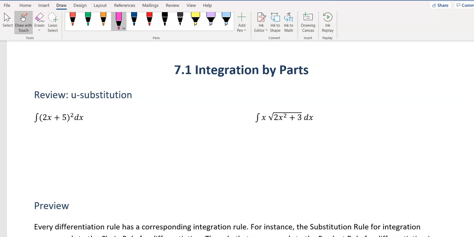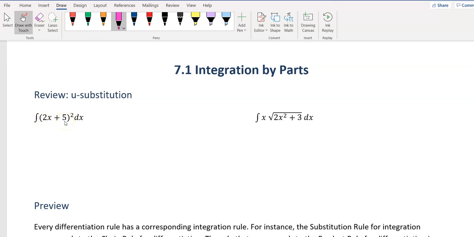Hi everyone, today we're going to be doing integration by parts, and to do that we need to do a quick review of U substitution because that idea will be used when learning integration by parts. So let's get started. In this first example here we have 2x plus 5 raised to the second power, and we're trying to find the integral of that.